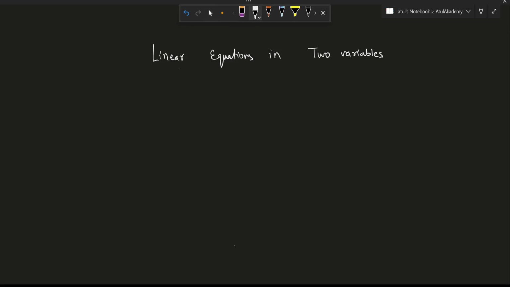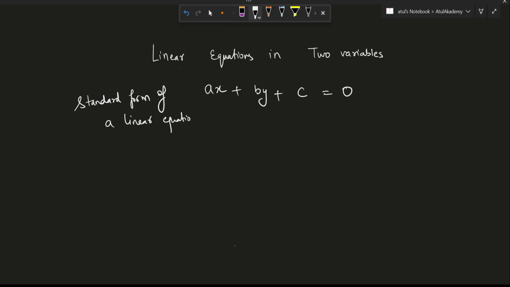Today, let's learn about linear equations in two variables. As you all have studied linear equations in two variables in your ninth grade, you all know that a linear equation is of the form ax plus by plus c equals 0. This is the standard form of a linear equation with two variables.